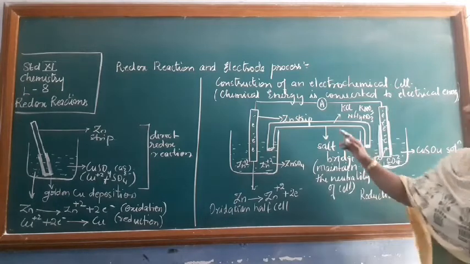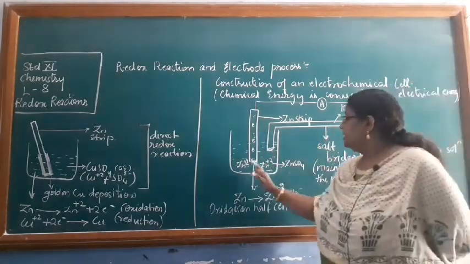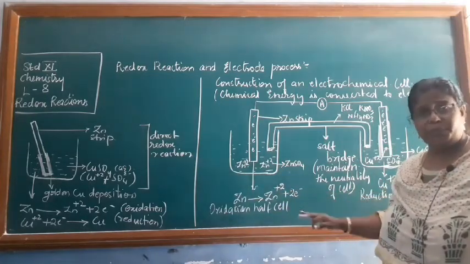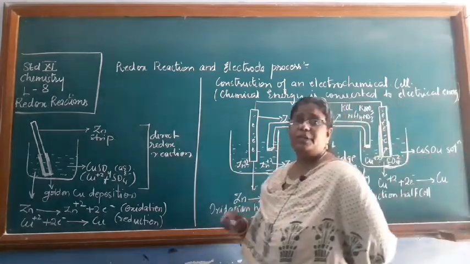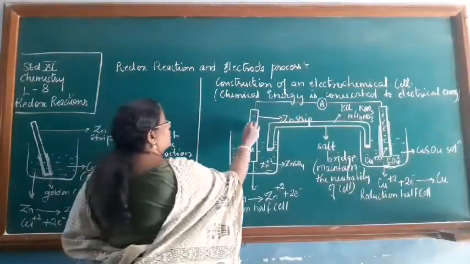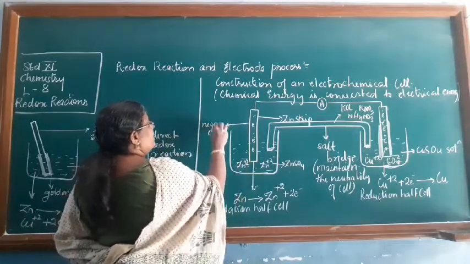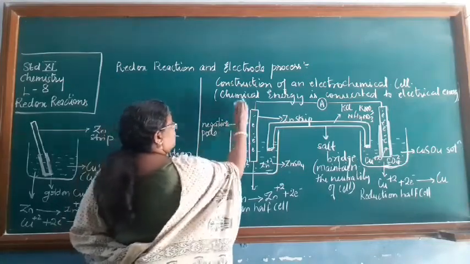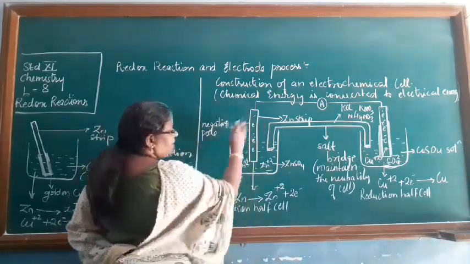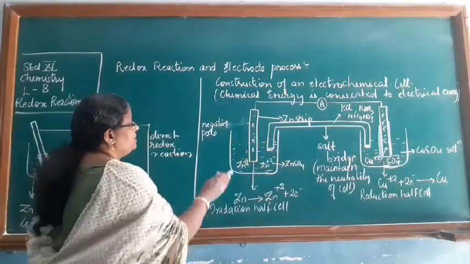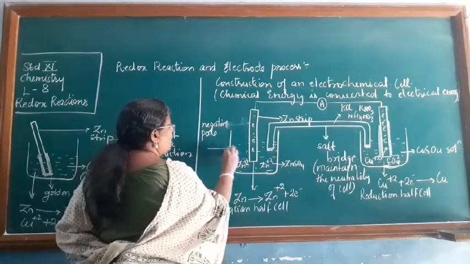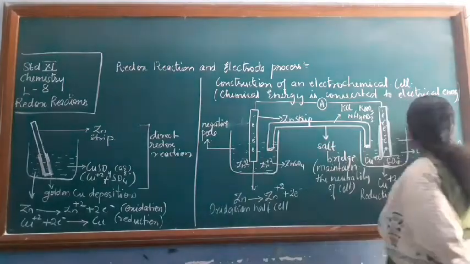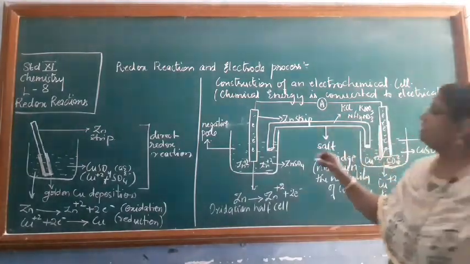Okay. Now, another thing to be noted, this is the place where electrons are produced. Therefore, it will be called the negative pole. What is it called? It is called the negative pole. Not the strip, but this whole half cell will be called the negative pole, and here what is happening? Electrons are being consumed. So you can write here negative pole.